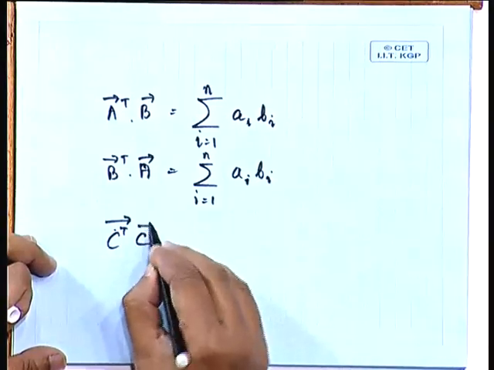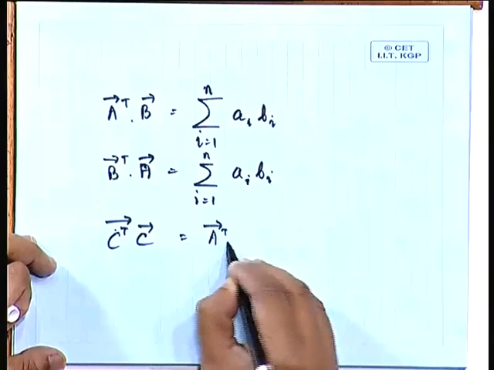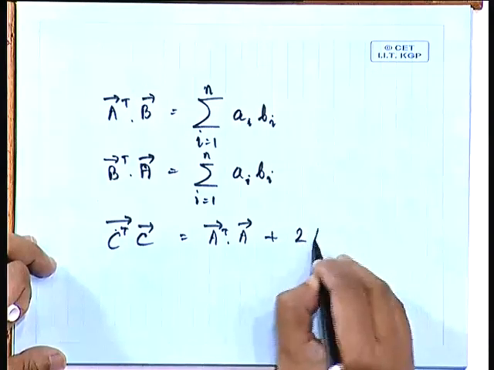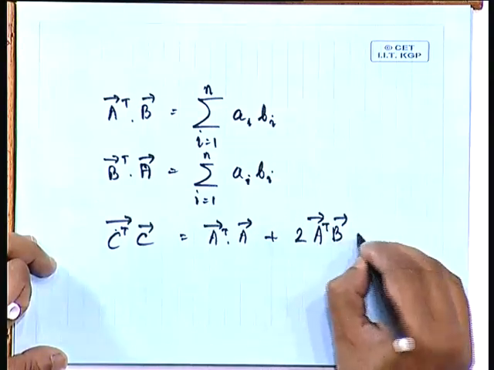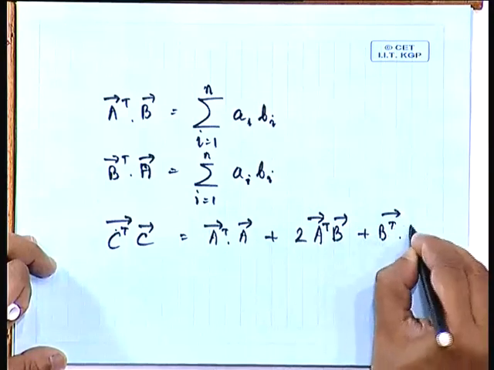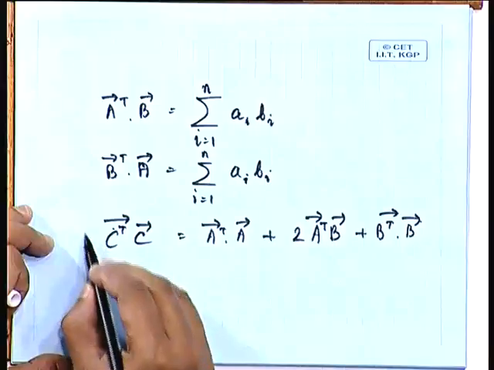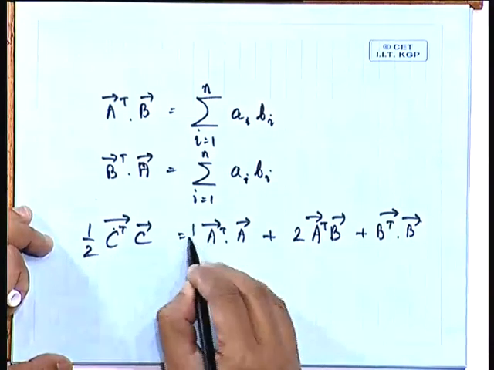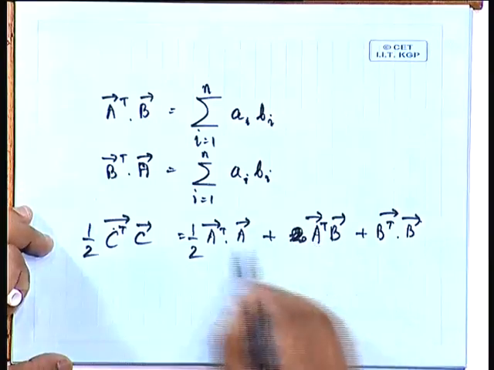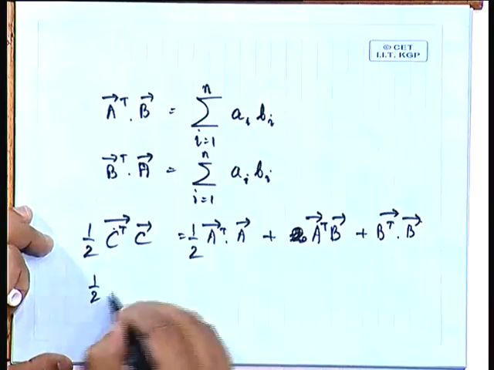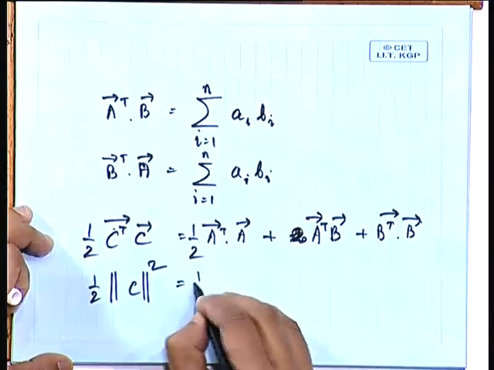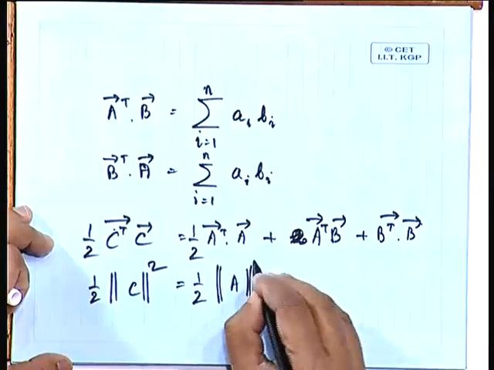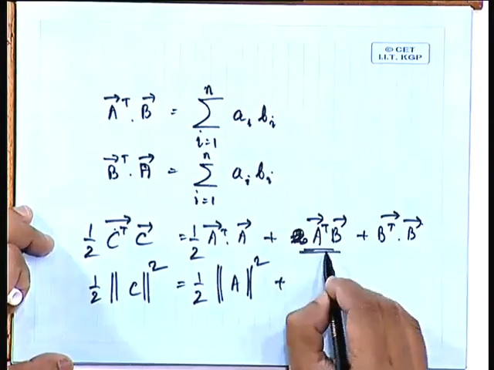And that is why whenever you are trying to get C transpose C vector, that is equal to A transpose A vector plus 2 times A transpose B vector, plus B transpose B vector. So, that is how we arrive at 2 terms. In fact, what we are doing is multiplying everything by half, so that here we will be getting half norm of C square, and here we will be getting half norm of A square, and here we will be getting this term.